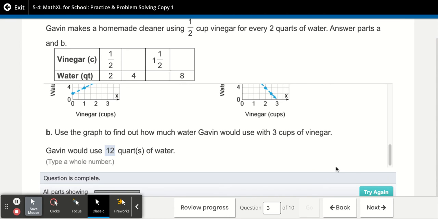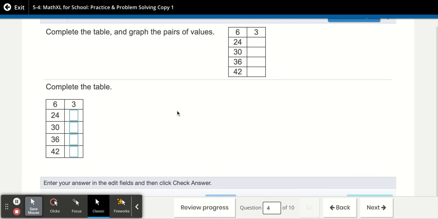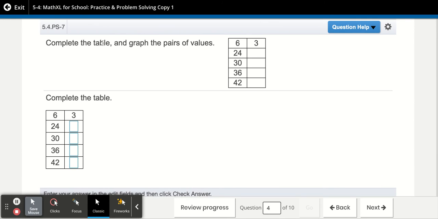Nice work. Okay. Excellent. We're moving on to question 4. Just 2 more to go. In this one, we want to graph the table and graph the pairs of values. So we need to complete this table.